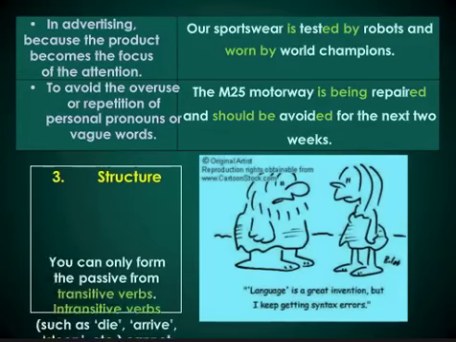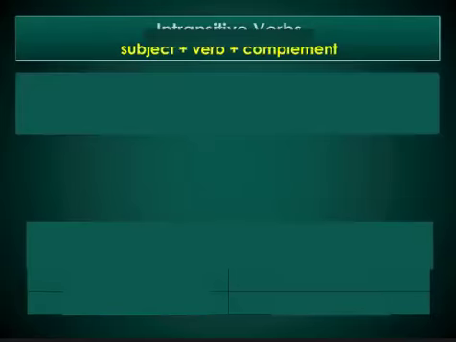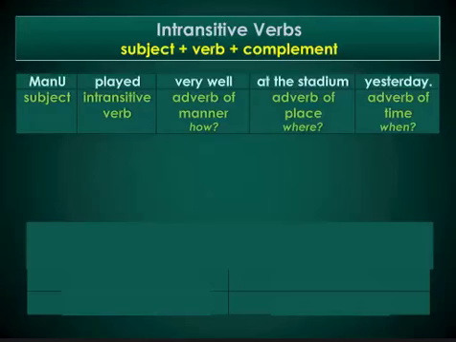So what's the structure? Actually, you can only form the passive from transitive verbs. Intransitive verbs, obviously, such as die, arrive, sleep, cannot have a passive form. So, how do we deal with those different types of verbs? See, intransitive verbs, as they do not take the passive voice, observe this structure, and this structure does not change. You understand the message, right?